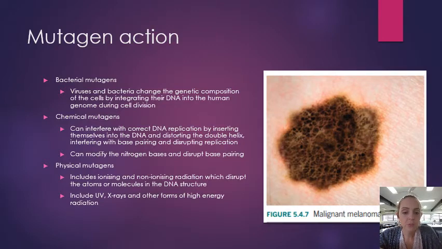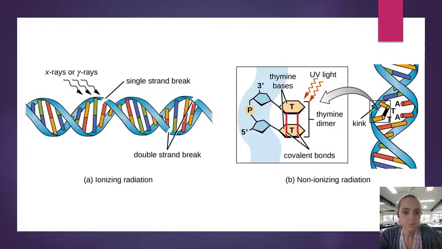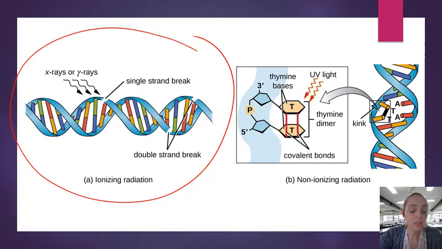And then those physical mutagens with the different rays, the different types of radiation, can physically cause breaks in the DNA. So it can cause parts of the molecule to not bind correctly anymore. And you'll see that in the next slide. So that's showing that radiation. This is ionizing radiation on the left, which is the X-rays.